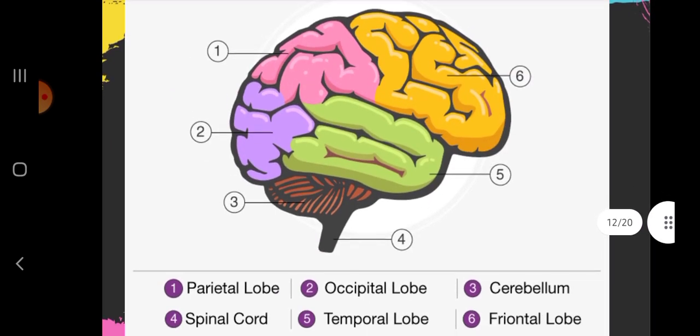This is a diagram of the brain. First is the parietal lobe, then occipital lobe, third cerebellum, spinal cord, temporal lobe and frontal lobe.